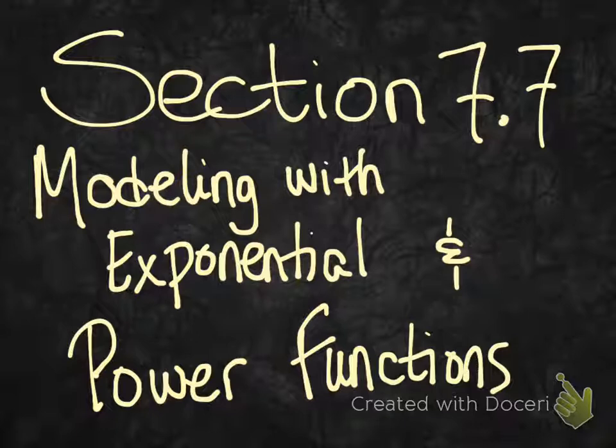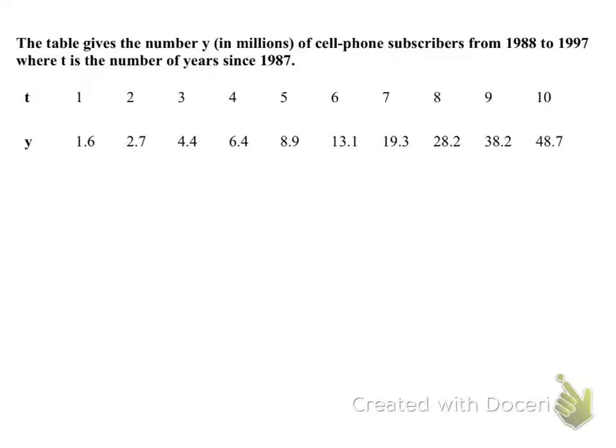And second of all, I would pause the video as you're doing the steps. I'm going to try to walk you through and direct you on your graphing calculator where those keys are. I'm going to be looking at the TI-83 or the TI-84. So this table gives the number Y in millions of cell phone subscribers from 1988 to 1997, where T is the number of years since 1987.